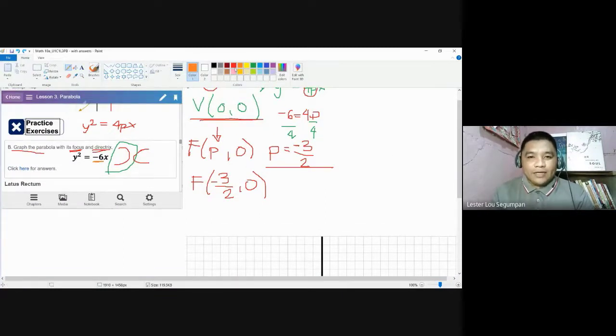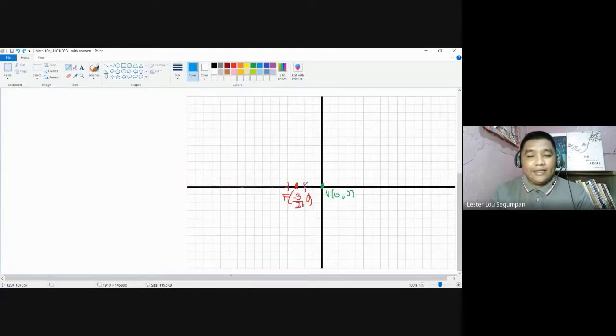As for our directrix, let's have it here, aligned with the same distance from the vertex to the focus. So if the distance here is 3 halves, we could also count here 1 and then 2. Here is where we could locate our directrix, because this has the same distance: the distance of the vertex to the focus, and the distance of the vertex to the directrix.